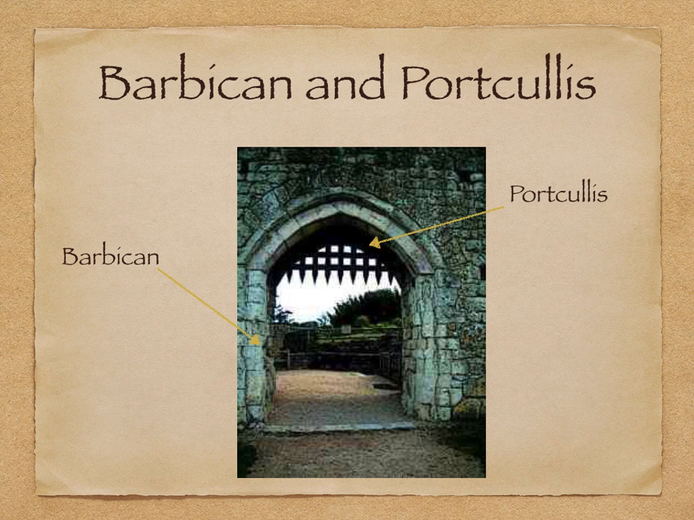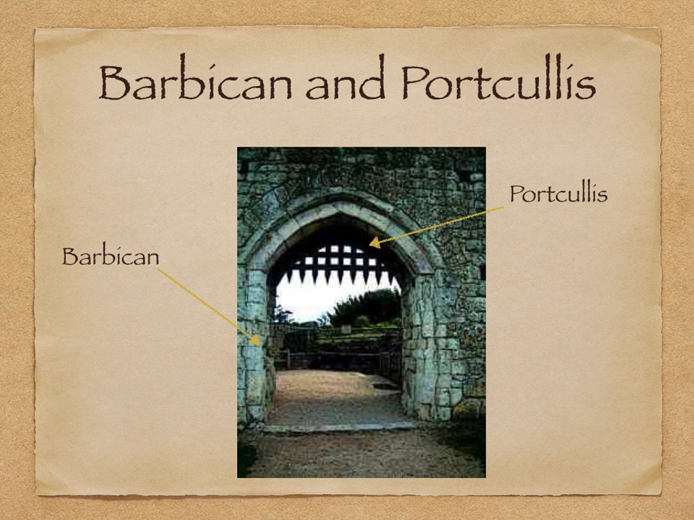Another thing you'd have at the drawbridge was the barbican or the gatehouse. You can see the arrow here pointing to the barbican. And then they'd have this thing called the portcullis, which was these sharp spikes, and that would drop down very quickly if there was an attack coming. It was made of steel.